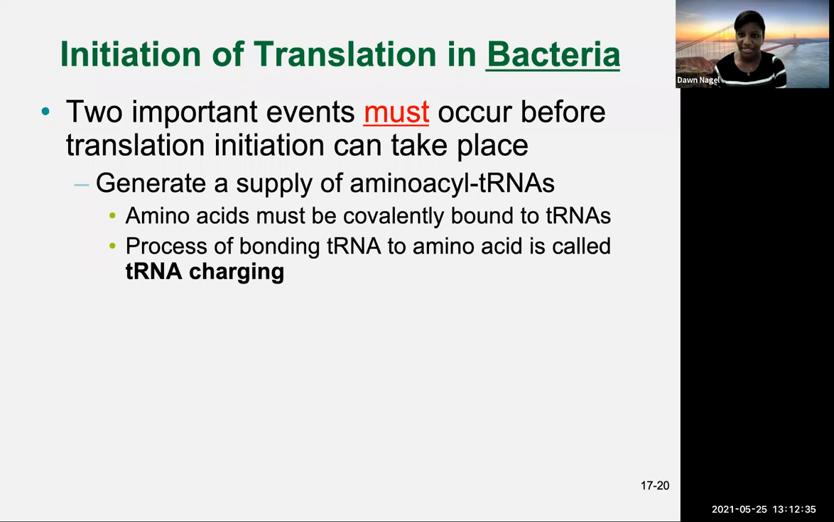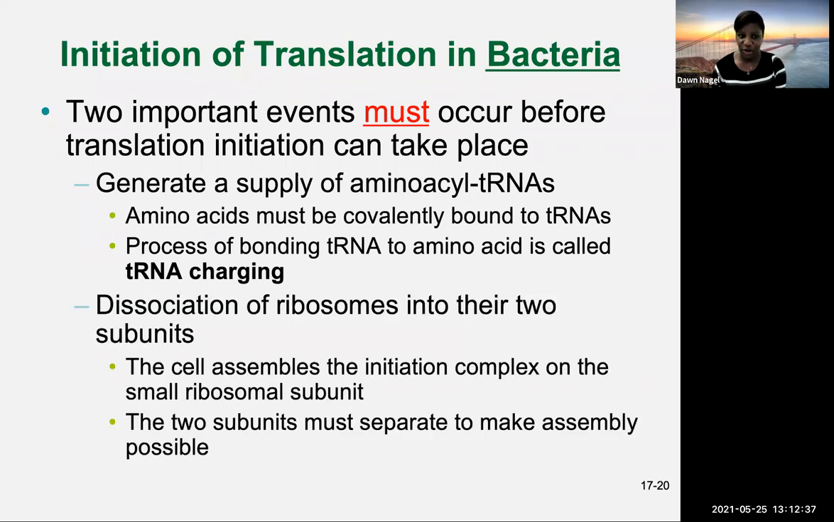The second thing that needs to happen is that you need to dissociate the ribosomes into 2 subunits, right? Because the complex of the small and large subunits together cannot assemble directly on the messenger RNA with the tRNA unless they're separate, okay? So that needs to happen. And the cell usually assembles this entire initiation complex on the small ribosomal subunit, okay? So they need to separate in order to make this small ribosomal subunit accessible. So these are the 2 main things that need to happen before initiation of translation can occur, okay?